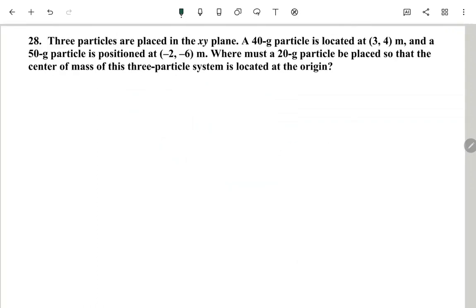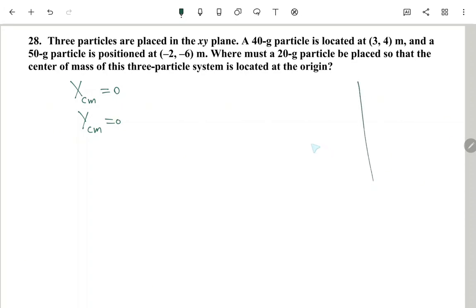Three particles are placed in the XY plane. A 40-gram particle is located at 3 and 4 meters, and a 50-gram particle is positioned at -2 and -6 meters. Where must a 20-gram particle be placed in such a way the center of mass of this three-particle system is located at the origin? Now, the center of mass, X center of mass, equal to 0, and Y center of mass equal to 0.